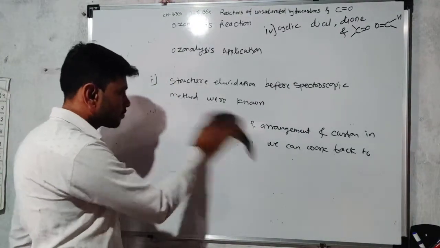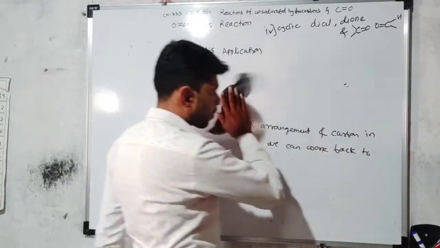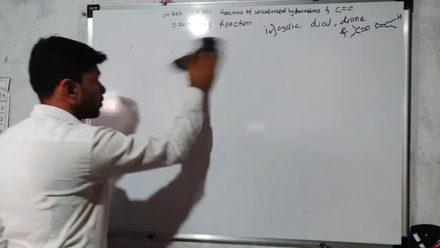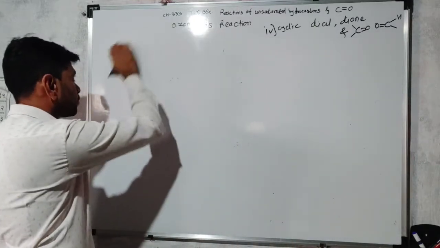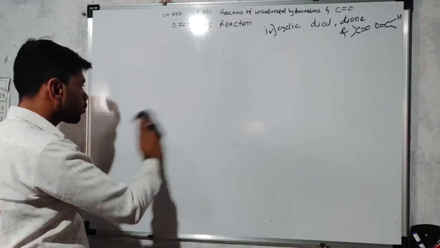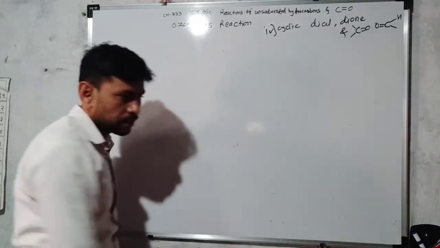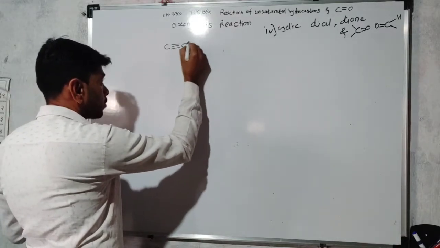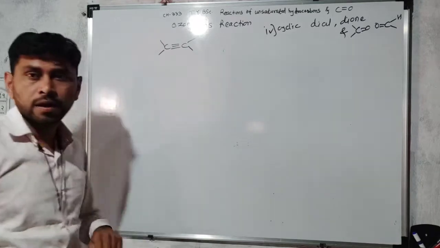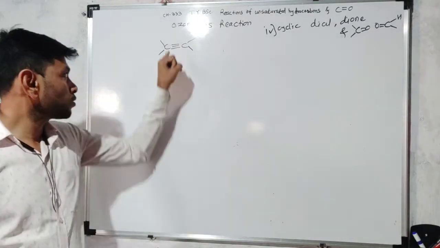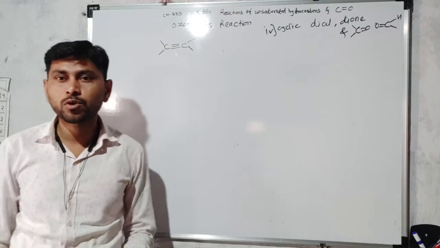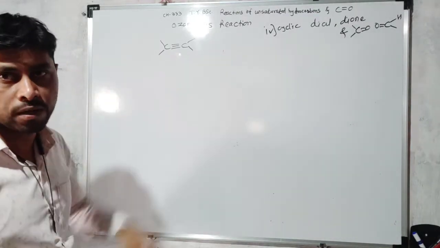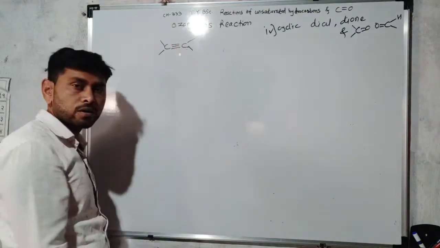So these are the reactions of the carbon-carbon double bond. Now the next topic we have to study is the reactions of the carbon-carbon triple bond, because triple bonded carbon also contains pi electrons, which are loosely held, and due to these loosely held electrons, addition reactions are possible for the carbon-carbon triple bond.